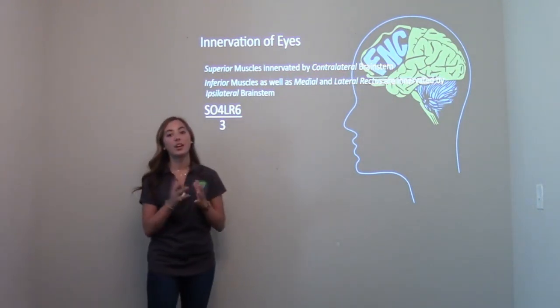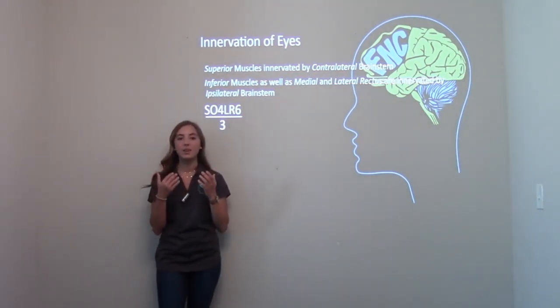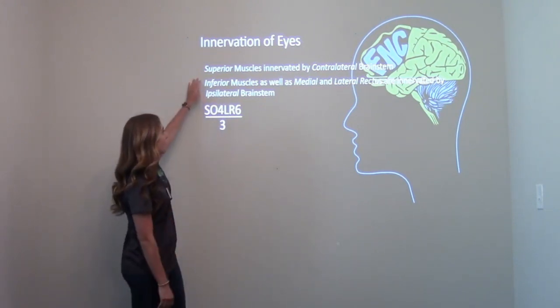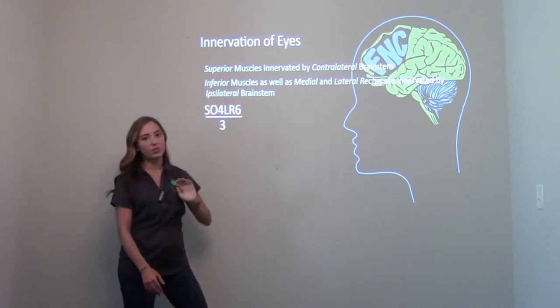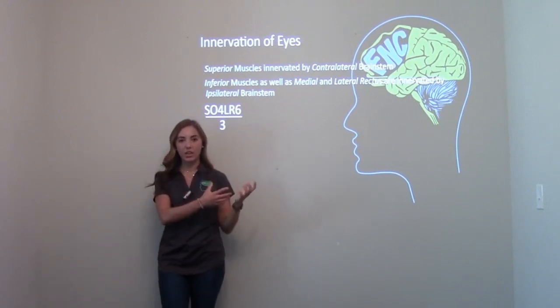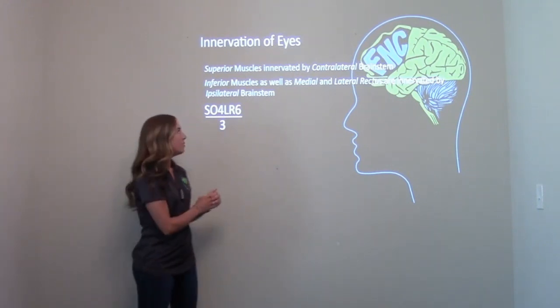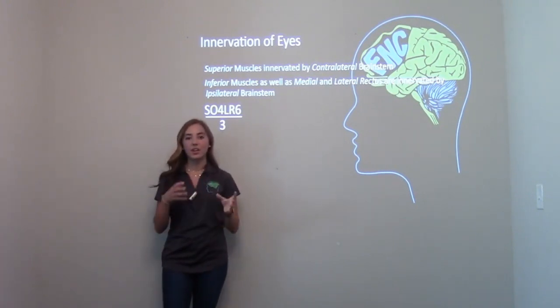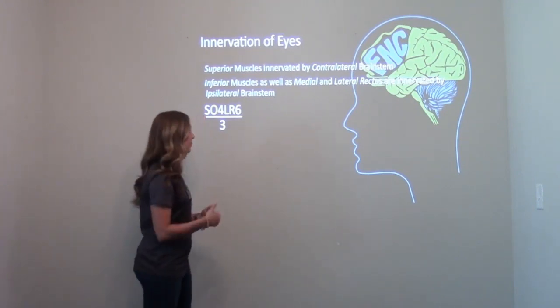When we start getting into which side of the brainstem these cranial nerve nuclei are on, when we're using our superior muscles, so superior rectus or superior oblique, they are going to be innervated by the contralateral brainstem. And when we use our inferior muscles, medial or lateral rectus, they are innervated by the ipsilateral or same side brainstem.